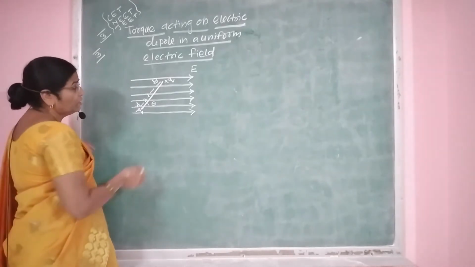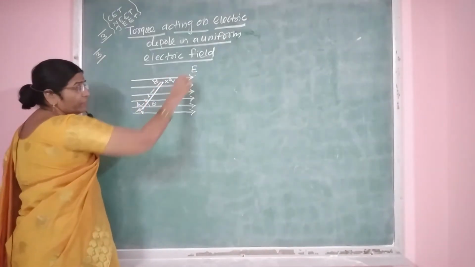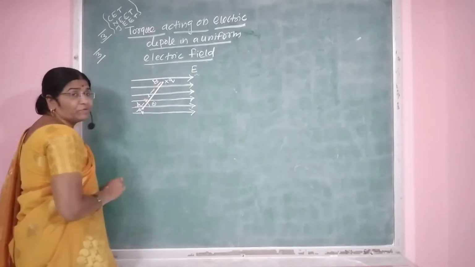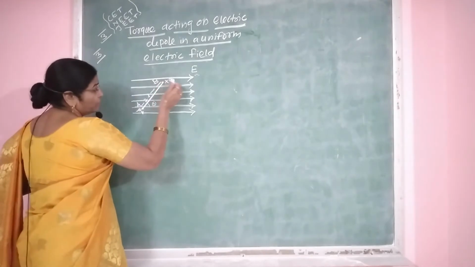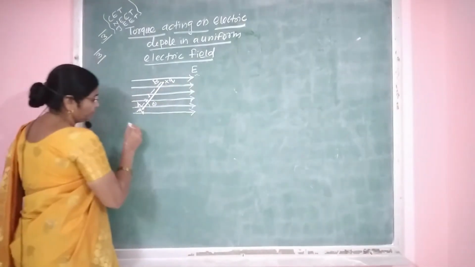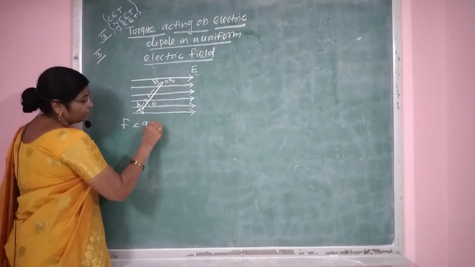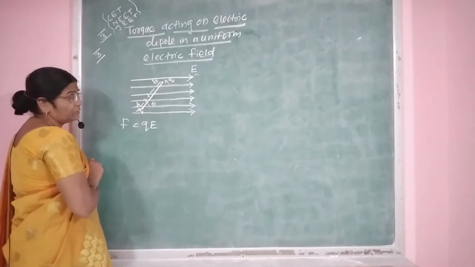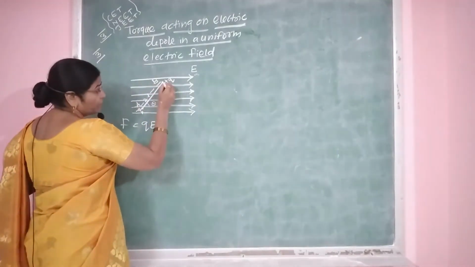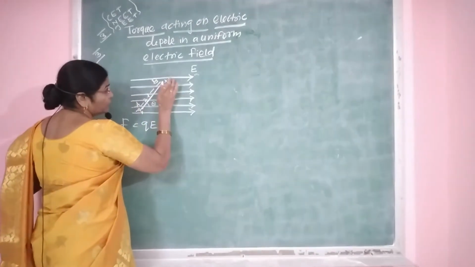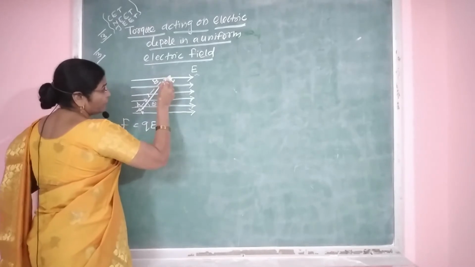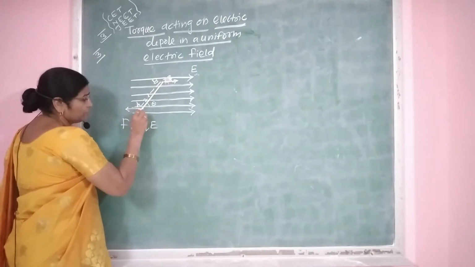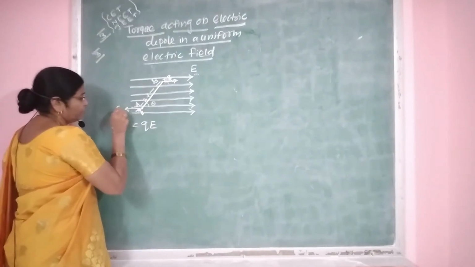Then what happens? When the electric dipole is kept in an electric field, then this electric field acts a force on the charge. Therefore, a force of magnitude QE will act on positive charge as well as on negative charge. But the force acting on positive charge is in the direction of electric field, and the force acting on negative charge is in the opposite direction of electric field.